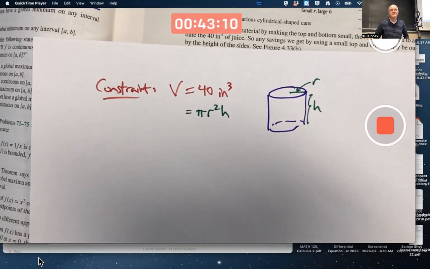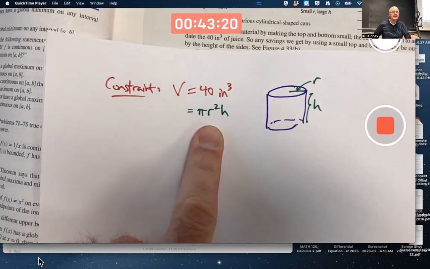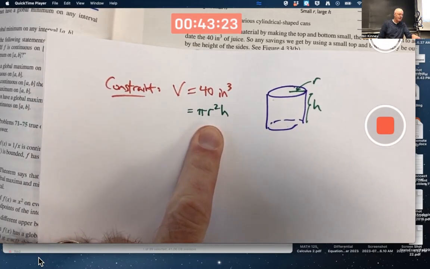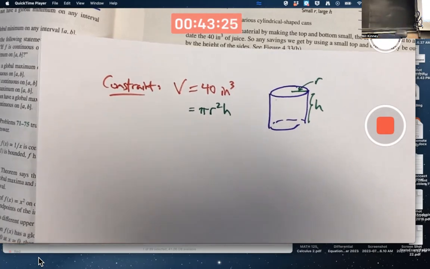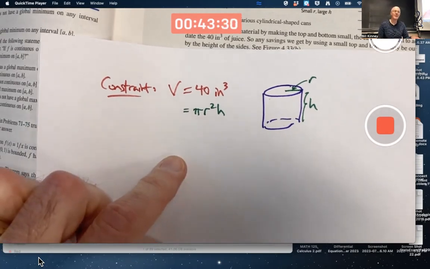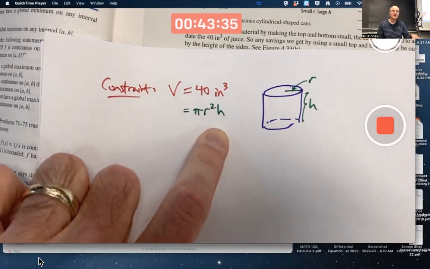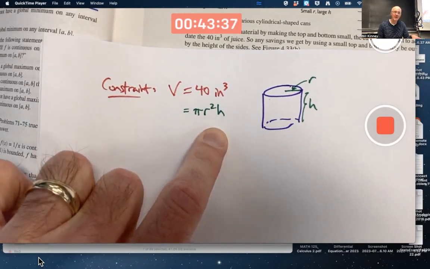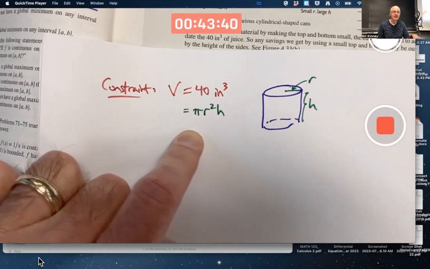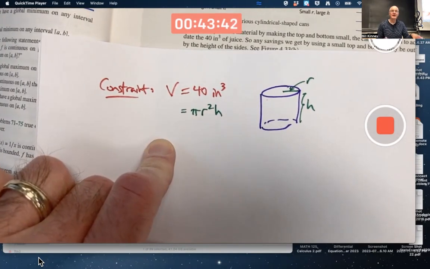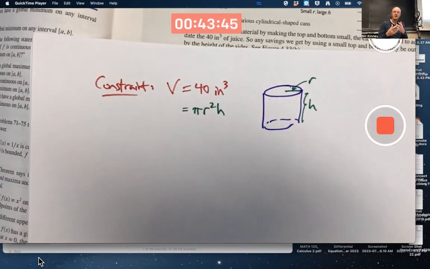R and h are variables, you might say, but they cannot vary independently of each other. If, for example, r increases, to keep the volume to be 40 cubic inches, h would have to decrease. If r increases, h would have to decrease to make this still equal 40. So they can vary, but they can't vary independently of each other. They're related to each other.